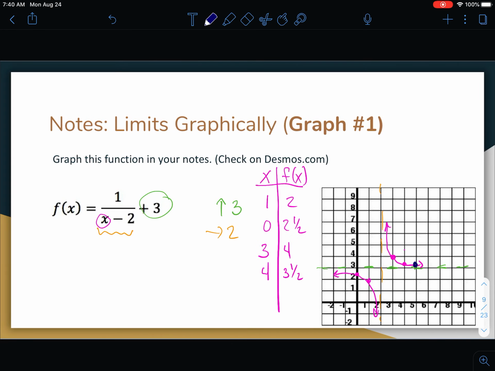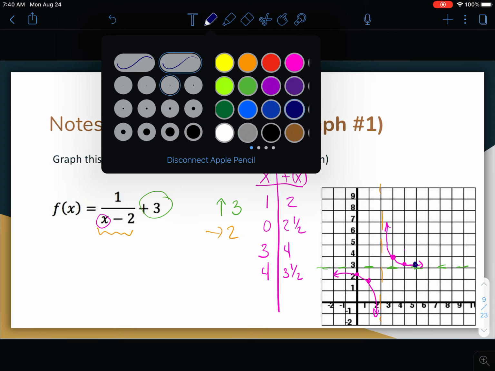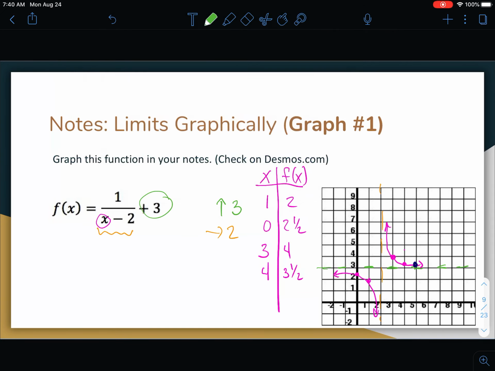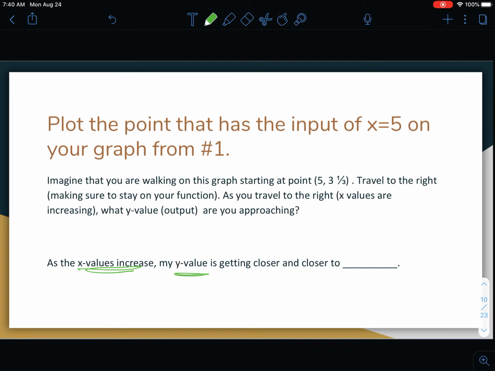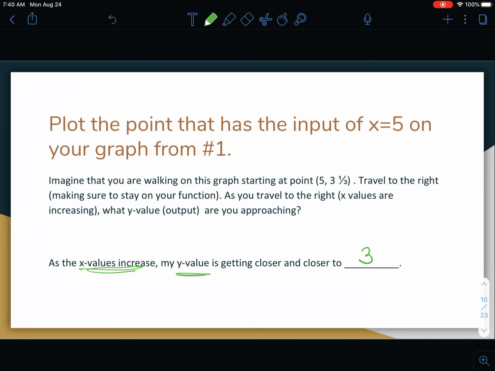So going back to the graph again, if I start traveling to the right, so I'm going this way, but I'm staying on the function. What am I getting closer to? Closer and closer to that asymptote, which is right at 3. Okay, so as the x values increase, the y value is getting closer and closer to 3.